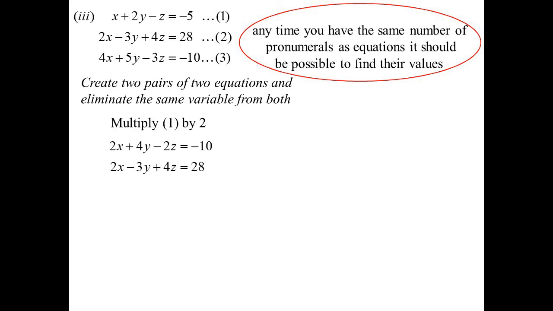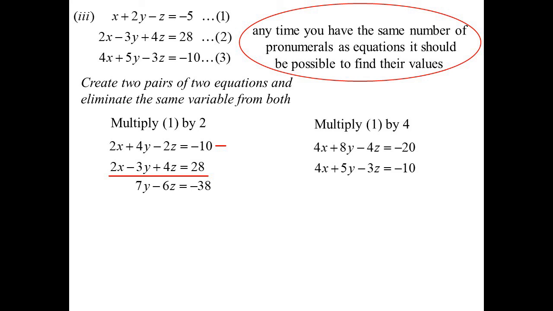So the first one I'm going to multiply by 2. So there it is, 2x plus 4y minus 2z, and the other one I've got there is 2x minus 3y plus 4z. So I can eliminate the x's from these two. And that gives me 7y minus 6z is 38. Now I pick another pair and also eliminate the x's. So now I'm going to multiply the first one by 4 and match it up with the third equation. And now we can eliminate the x's.